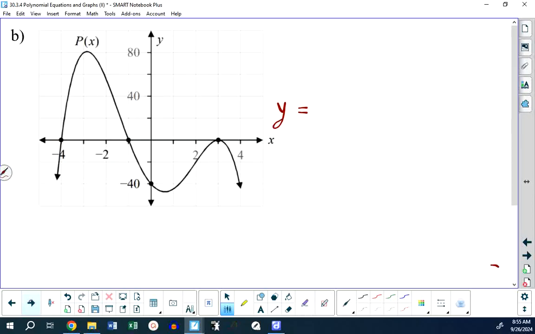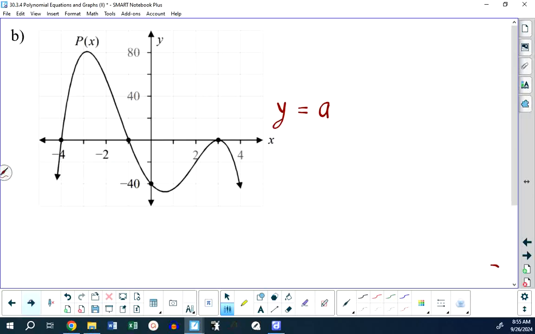And I know that any polynomial function that I build based on x-intercepts and multiplicities could potentially include a value of a. And I hope you can look at this graph and see that a is not going to be 1. And it has nothing to do with the y-intercept. It has to do with the fact that the right arm is down. We need a negative leading coefficient.